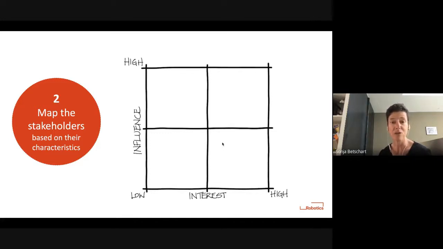So what I always like to do is to draw a square and have the square divided into four parts, and look at: what is the level of influence this stakeholder has on my project? Low influence or high influence? Then I ask myself the second question: how important or not important is the interest of the stakeholder in my project or the project outcomes?